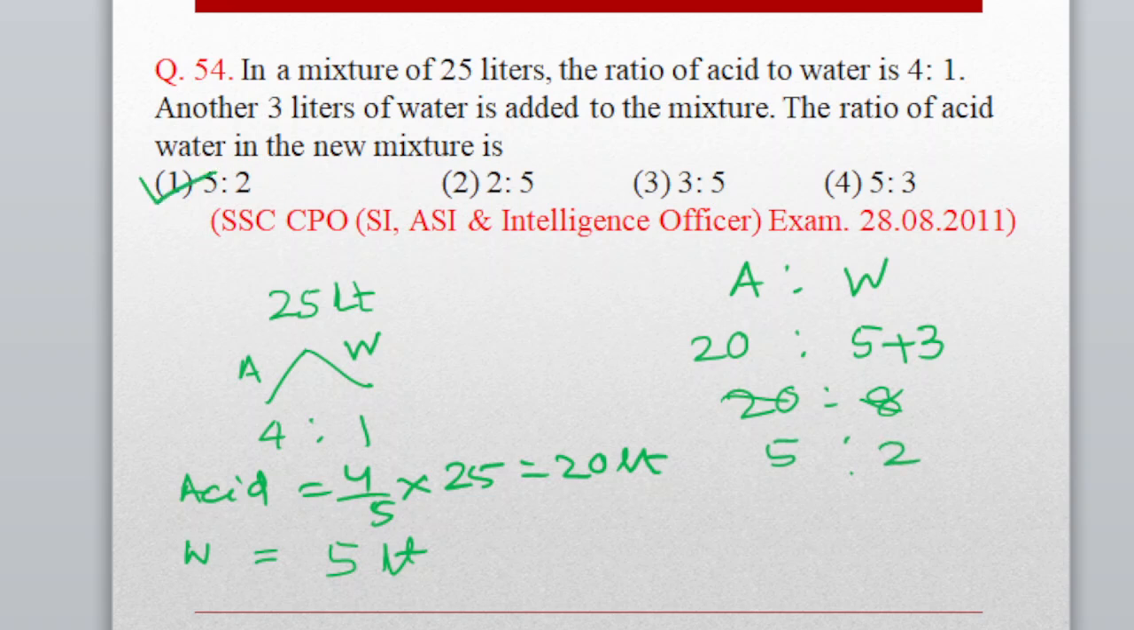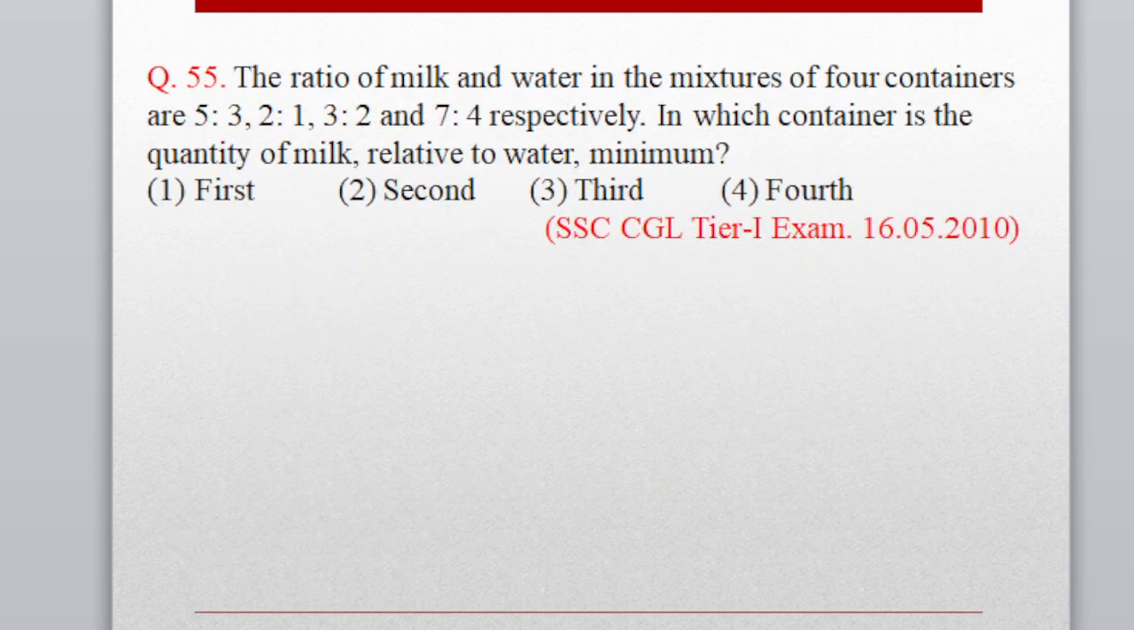Now next question, that is question number 55. The ratio of milk and water in the mixture of 4 containers are 5:3, 2:1, 3:2, and 7:4 respectively. In which container is the quantity of milk relative to water minimum?